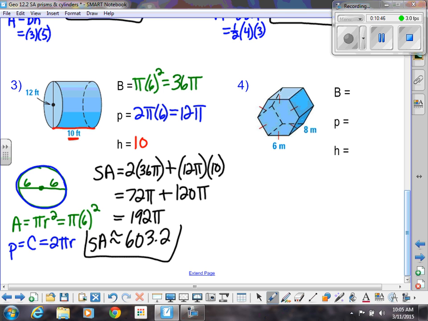So if it asked for a decimal, we would put that. If it wanted an exact answer, we would put 192 pi. That is the most exact answer. Remember, that's not rounded. Okay, our last example.